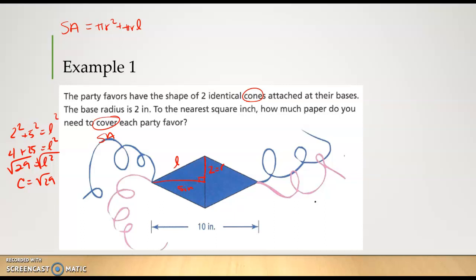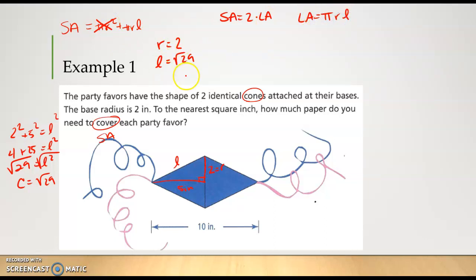So now let's look at the shapes themselves. I found the slant height. I know my radius is 2. I know my slant height is the square root of 29. Now, we are looking to cover this. What we need to realize is our circular base is not part of it being covered. So this pi r squared piece, we don't need for this surface area. And we have 2 of these, the lateral area. So our surface area is 2 times the lateral area. Remember, lateral area is that curved piece that we're trying to find. So I know that my lateral area is pi r slant height.